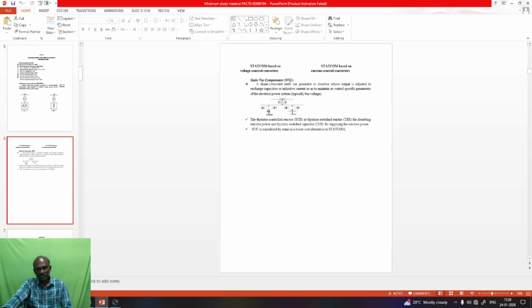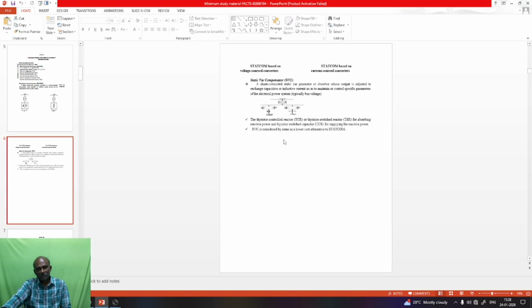So it is the schematic representation of the SVC, static var compensator. The thyristor controlled reactor TCR or thyristor switched reactor TSR for absorbing reactive power, and thyristor switched capacitor for supplying the reactive power. Normally a capacitor supplies reactive power. So TSC is being used as a generator. The other devices, TCR and TSR, are for absorbing the reactive power. They are inductive reactive devices.